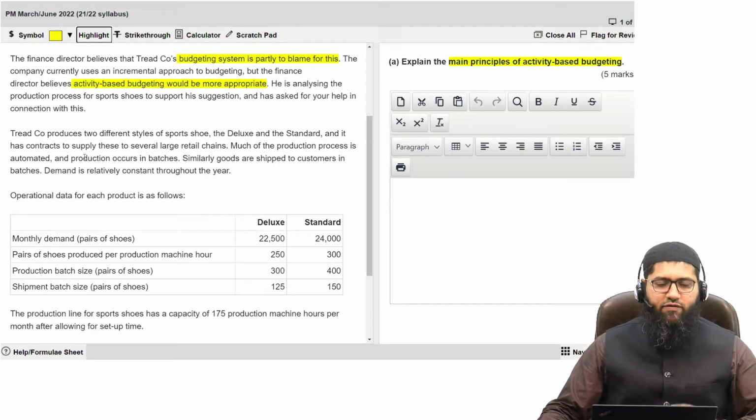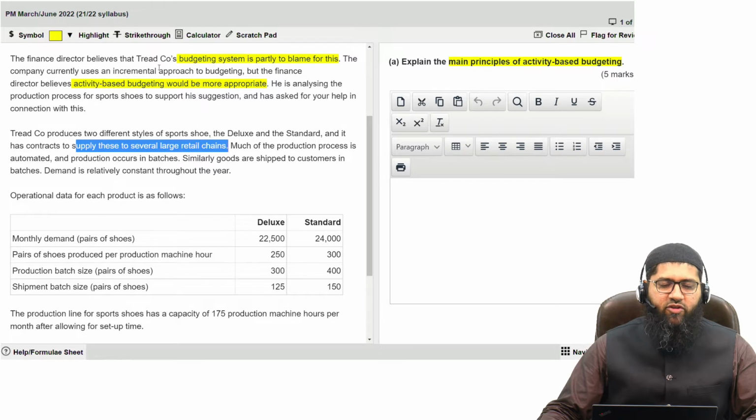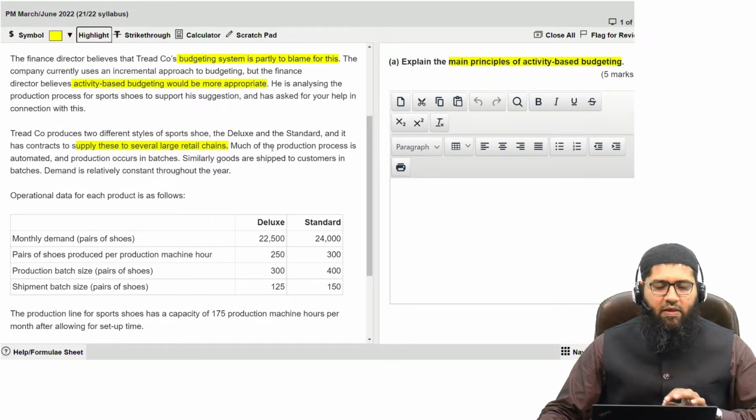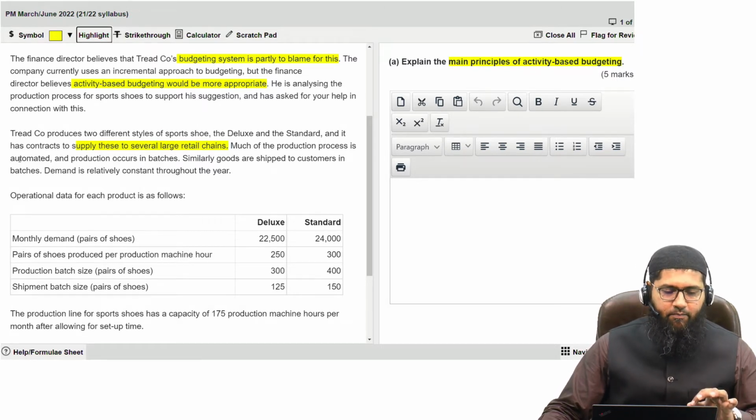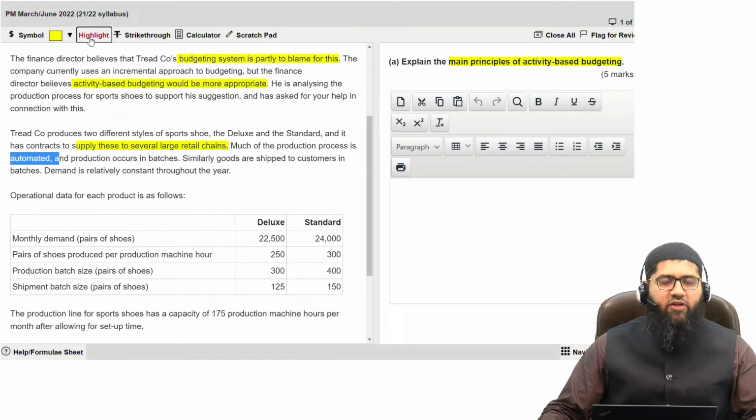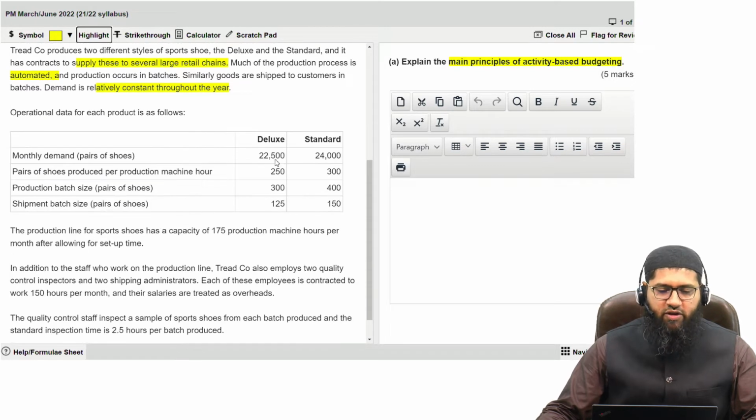Trade Company produces two different styles of sports shoe, the deluxe and the standard, and has contracts to supply these to several large retail chains. Much of the production process is automated and production occurs in batches. Similar goods are shipped to customers in batches. Demand is relatively constant throughout the year. Operational data for each product per month is as follows.